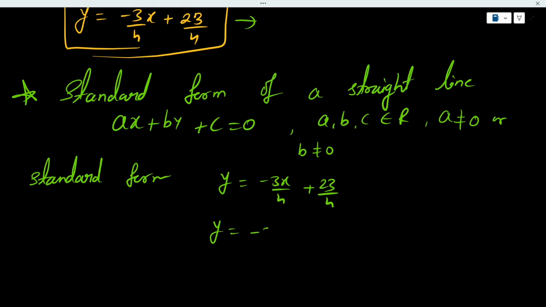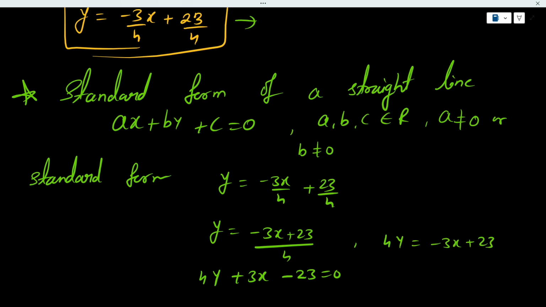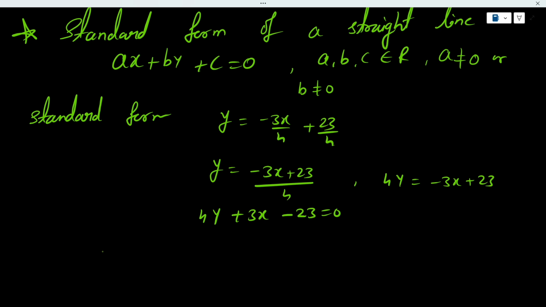So can I take minus 3x plus 23 by 4 common? So it will be 4y plus 3x minus 23 equals 0. I just transpose here 4y is minus 3x, and you know that everything should be on one side, so please rearrange. This is 3x plus 4y minus 23 equals 0. This is called the standard form of a linear equation, or the equation of a straight line. Why linear? Because the highest power is 1.